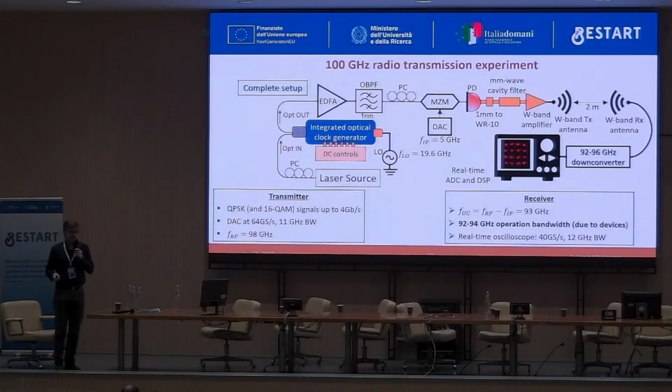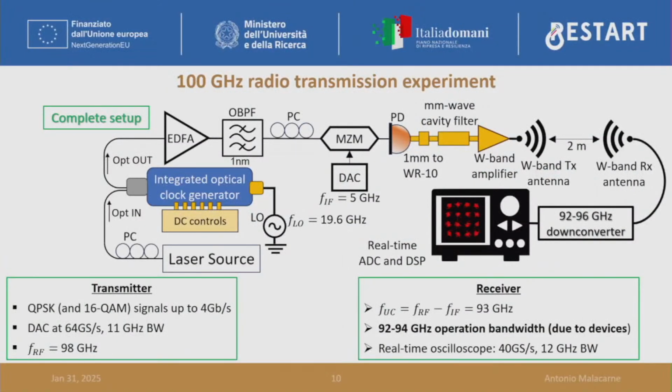So in the end, we used that source for a millimeter wave radio transmission experiment. This is indoor, with 2 antennas, just one facing the other at 2 meters distance. We generated QPSK and 16QAM signals up to 4 gigabit per second, mainly because we were limited to the operation bandwidth between 92 and 94 gigahertz, and this is due to the employed W-band devices. We are currently extending to 92-96, that is actually the down converter range, by changing the filter and the amplifier.